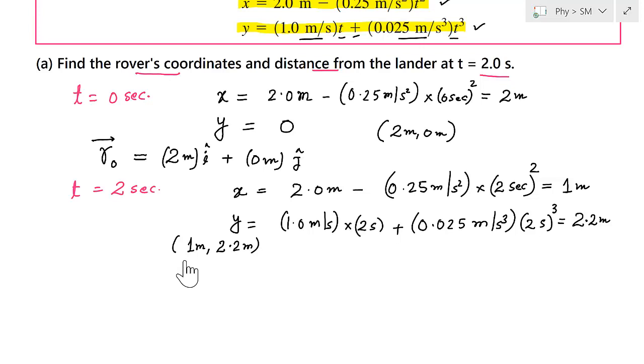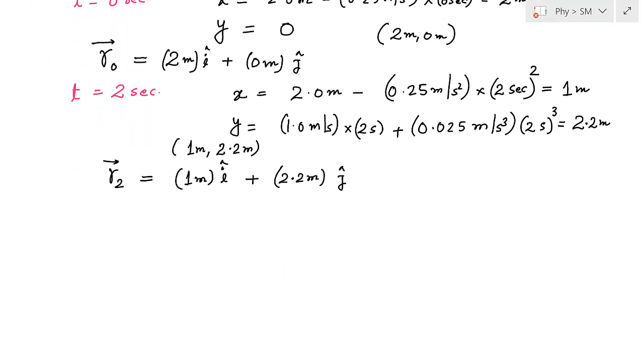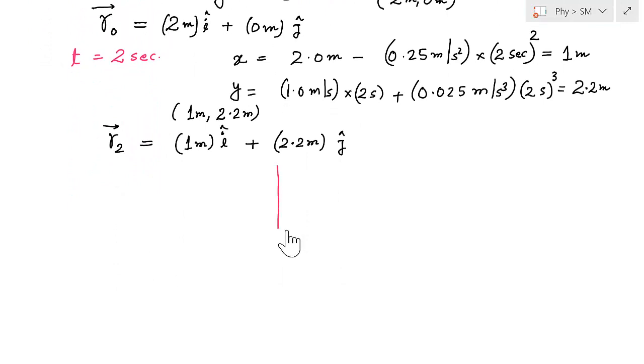So I can write the position vector at t equals 2 seconds. So let's write r2 vector. So this is the position vector at t equals 2 seconds. So this will be the x component, that is 1 meter, multiplied by the unit vector i cap, plus the y component, that is 2.2 meter, multiplied by the unit vector, that is j cap. So now I know the position vector at 2 seconds. We can show all this using a diagram. So let's say this is the y-axis and this is the x-axis.